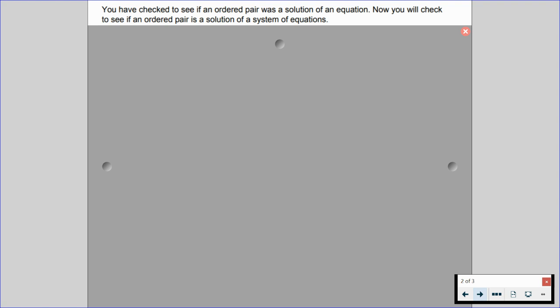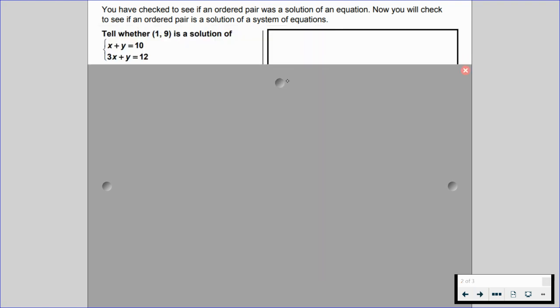So previously, we've checked to see if an ordered pair works as a solution of an equation. But now we're going to check to see if an ordered pair is a solution to a system of equations. So what we're going to be doing is telling whether or not (1, 9) is a solution of this system: x + y = 10 and 3x + y = 12. These two equations are happening, quote unquote, at the same time, which is why they call it a system. They're simultaneous. We're going to be doing them at the same time.